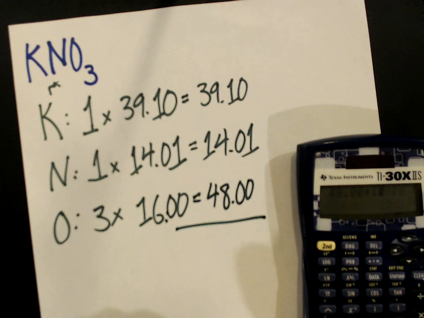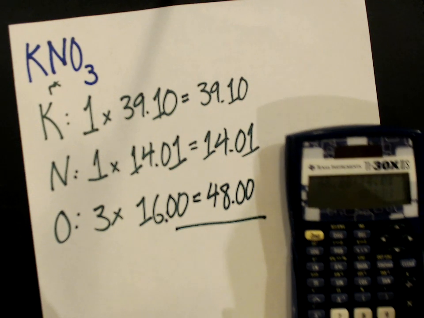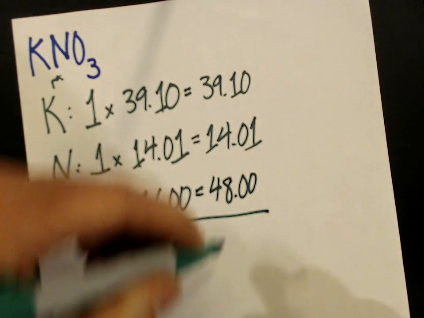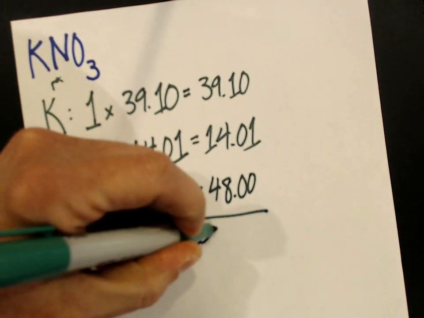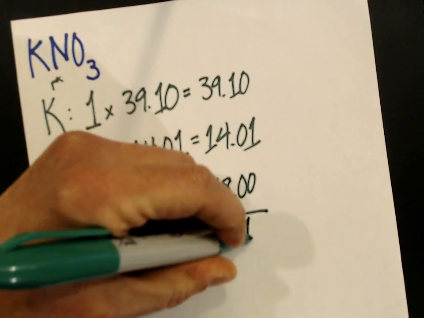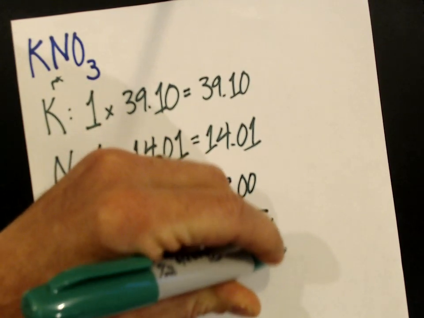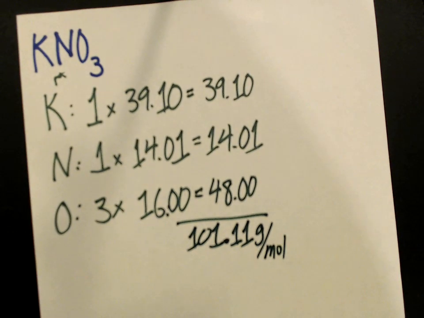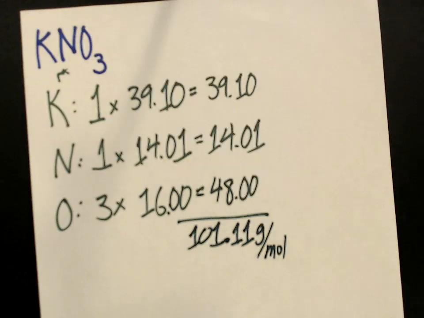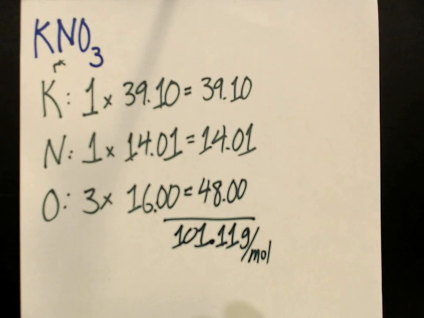Now we add all of these up for the formula mass of potassium nitrate. 48.00 plus 14.01 plus 39.10 equals 101.11 grams per mole. Great. So that took a few minutes, but that is definitely the very first step in calculating the percent composition for a compound. Now, what we want to do is determine the percentage of each of these elements.